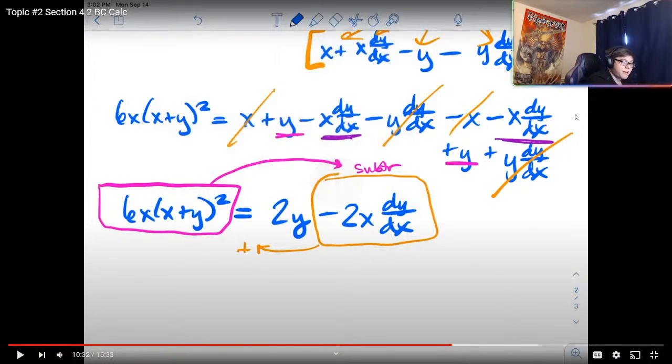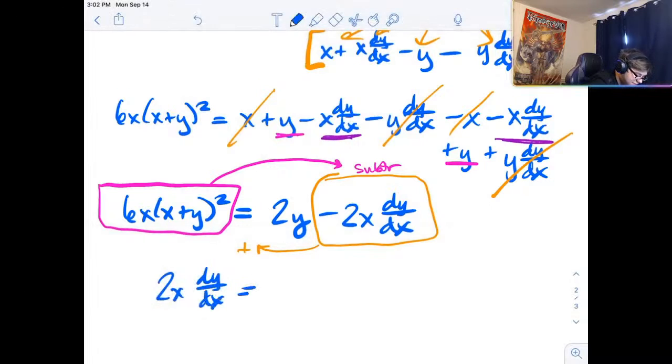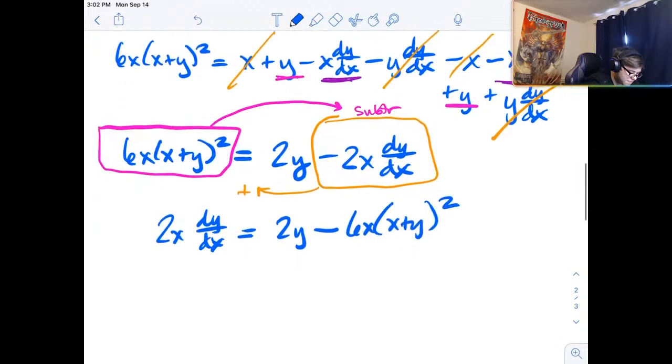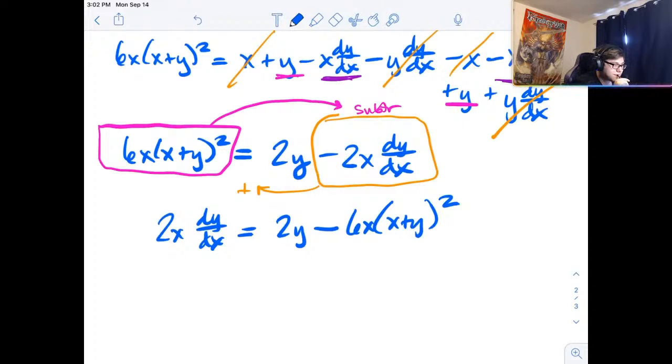And if it was 2y, right? Yeah, it is 2y, because you could just say plus y and then plus y, but it's 2y. Both of those moves. So then you get positive 2x dy dx on this side, and 2y subtracting over the 6x quantity x plus y squared, like that. Okay, so I think I've separated the terms.